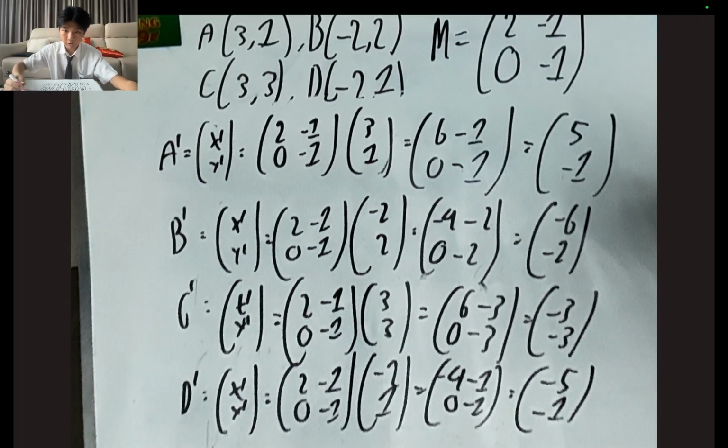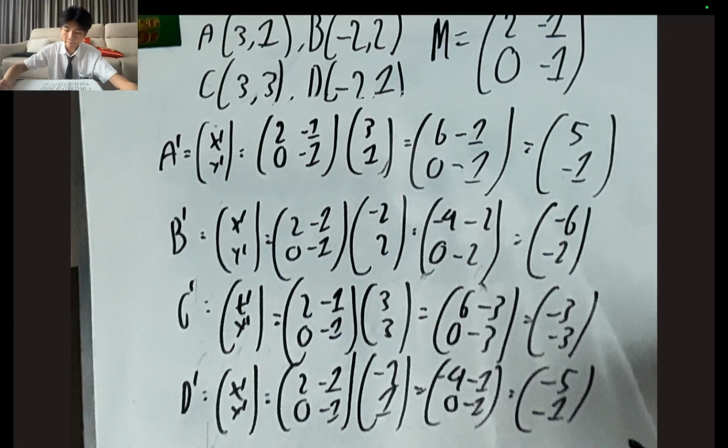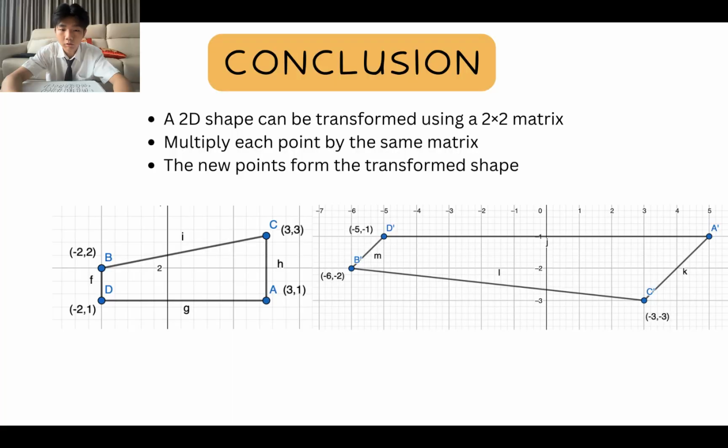So these are all of the coordinates that we got from the transformation. To conclude, matrix multiplication can be used to transform geometric shapes, and by multiplying each point with the matrix, we can find the new position of the original coordinate, where in this example, points A, B, C, D are transformed to A', B', C', and D'. This shows that the matrix can affect the position and orientation of the shapes.